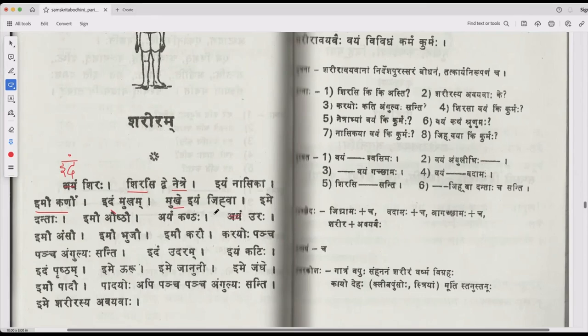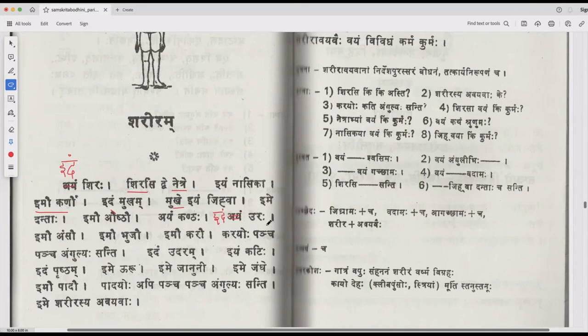Idam. Ramesh Maudhya, how do you know? Idam. Yes. So uraha, urasi, uramsi, uraha means chest. So this idam uraha is also like shiraha, shirasi, shiramsi. Sakarantaha, sakaranta napumsakalingaha prathama vibhakti ekavachanam.